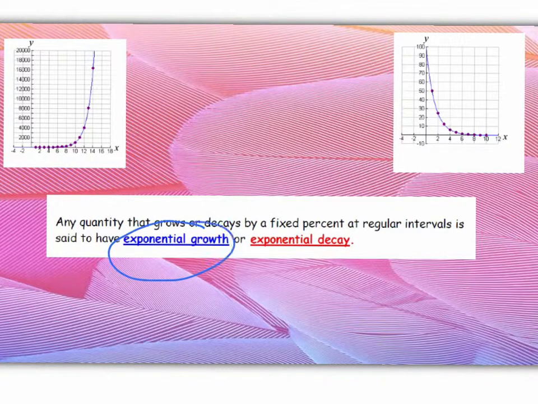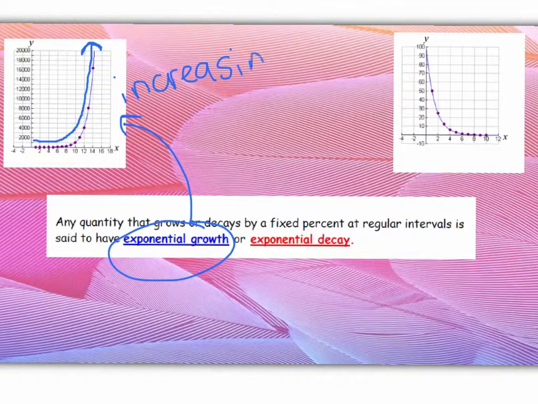Well, exponential growth would be this type of graph. That's because if you look at these x values, the more values for x we plug in, the greater we are getting for our y values. Therefore, we are increasing for this graph. So when we're increasing, we call that exponential growth.